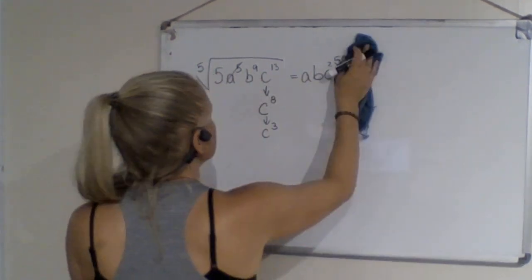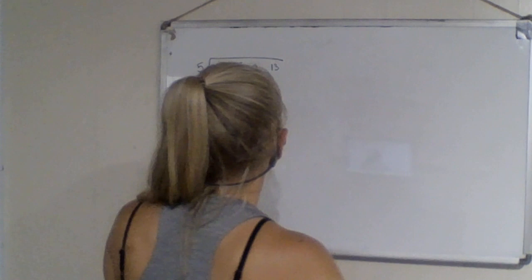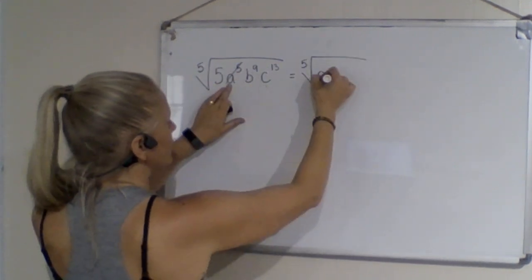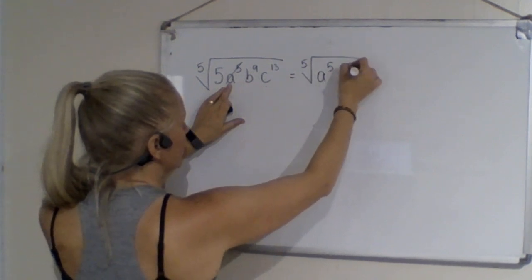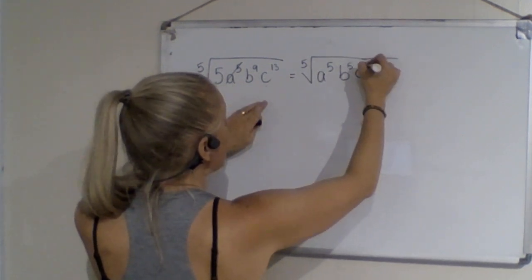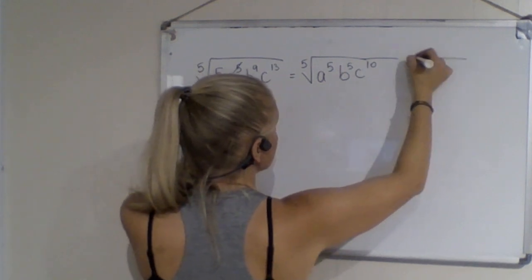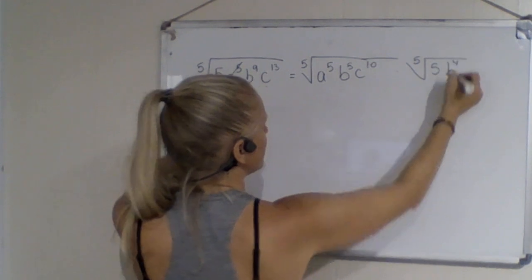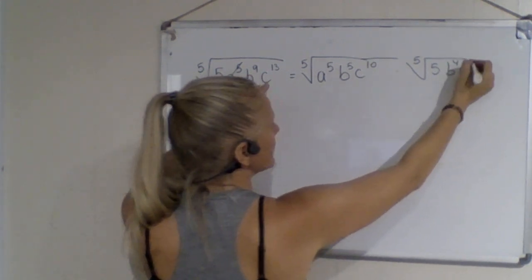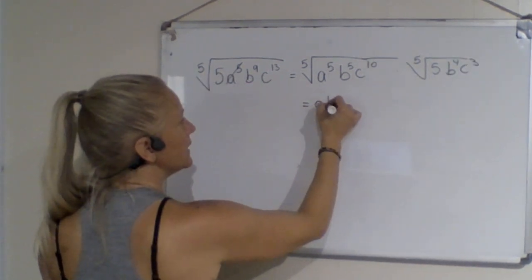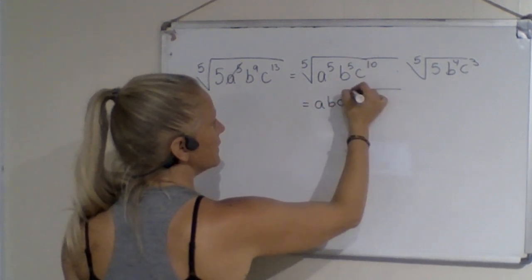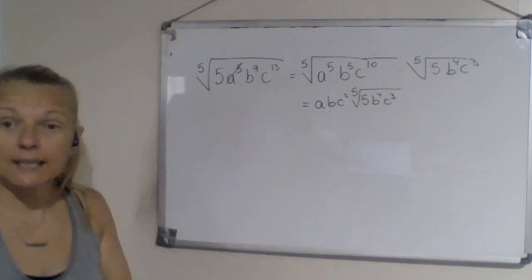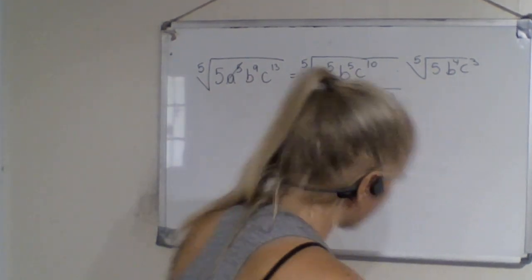Now, the other way to do it would have been to write this as the 5th root of a to the 5th, b to the 5th, c to the 10th times the 5th root of the rest. I pull all my a's out. I'm still left with 4 b's, and I'm left with only 3 c's. This becomes a, b, c to the 2nd, 5th root of 5 b to the 4th c to the 3rd. I think the way I did it first is going to be easier for you to work on.